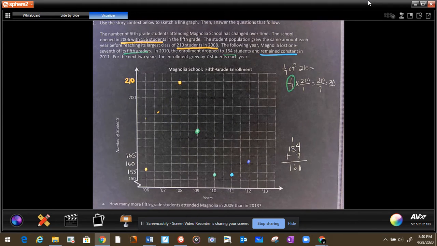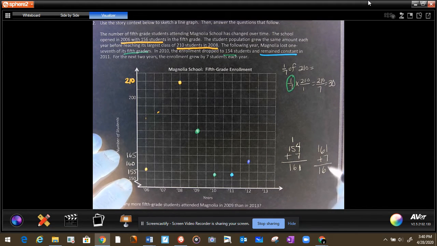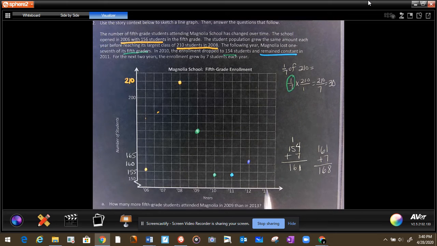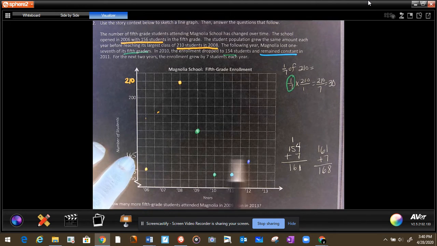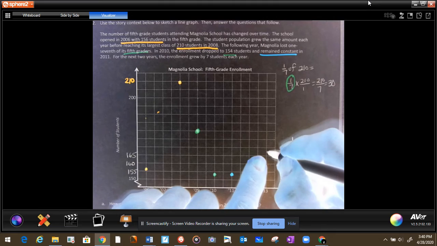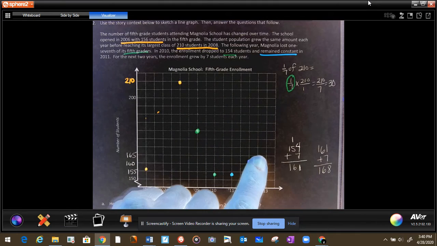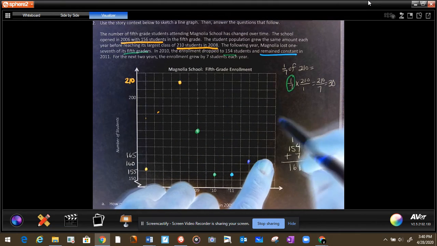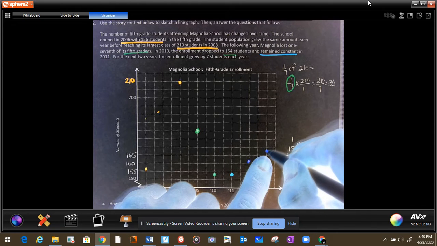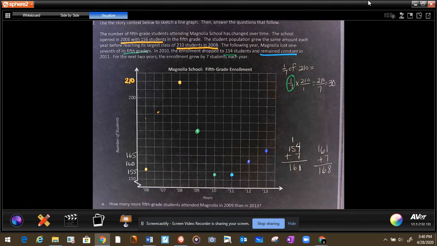Now for the next point, we have to add 7 to 161, because it said that it grew by 7 students every year. So that's going to be 168. For 2013, we're going to look for 165, and 168 should be somewhere right above 165. So 168 is going to be somewhere in here. Now we're going to plot and show you the trend.